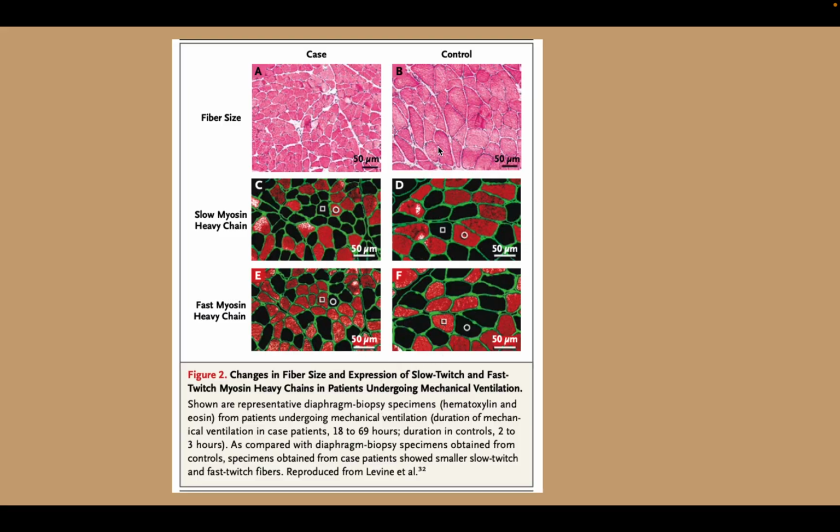And you could see that these fibers are less in number on the right side, whereas on the left side, on the case side, you could see that after about 18 to 69 hours of mechanical ventilation, in the slow twitch and the fast twitch fibers, there are definite morphological changes as compared to the controls.